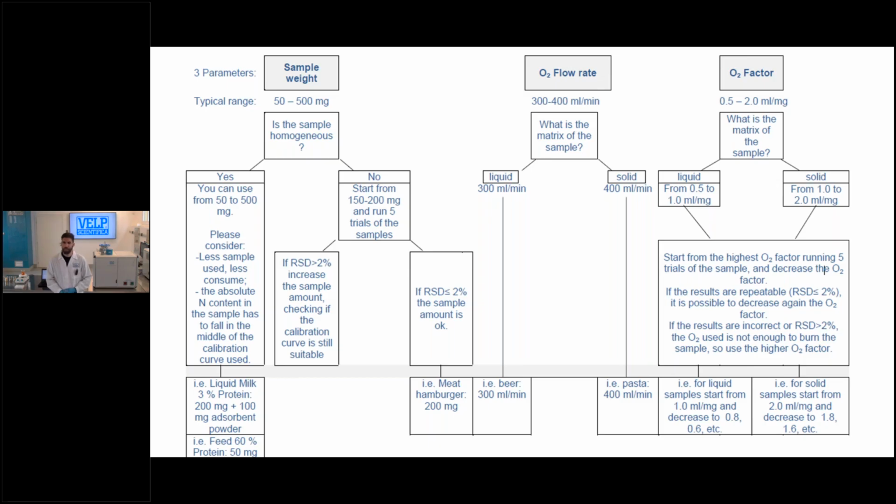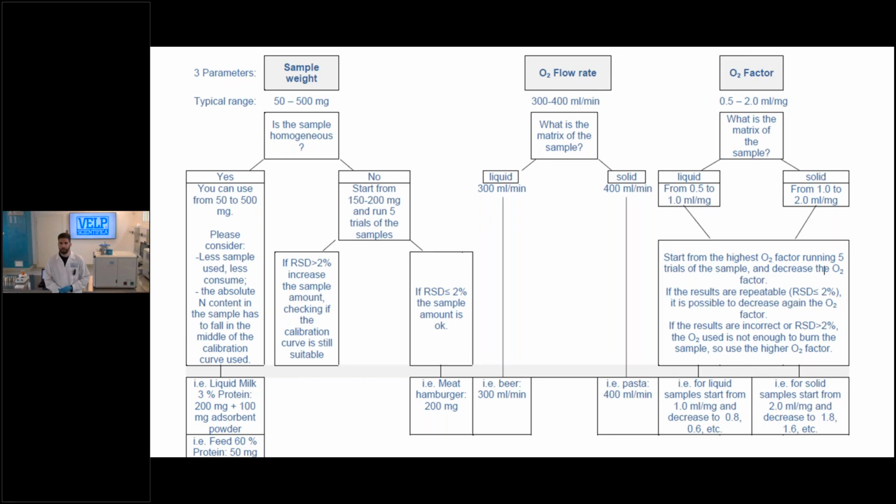The oxygen factor is very important because the Dumas doses the oxygen in a stoichiometric way. So once you compile the database with the sample weight, thanks to the oxygen factor, the Dumas software converts the milligrams of sample into oxygen volume, so milliliters of oxygen.